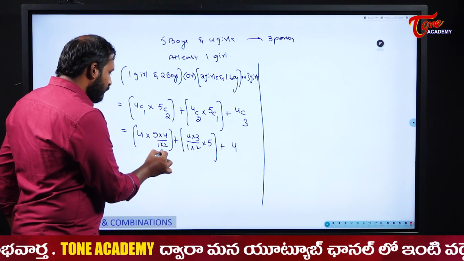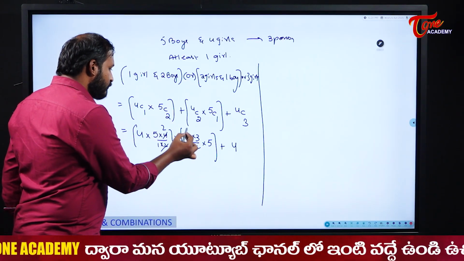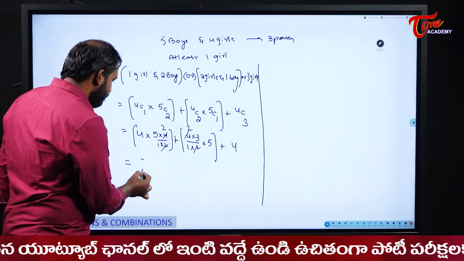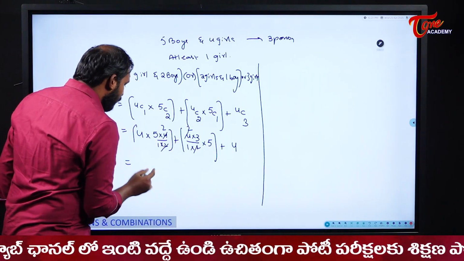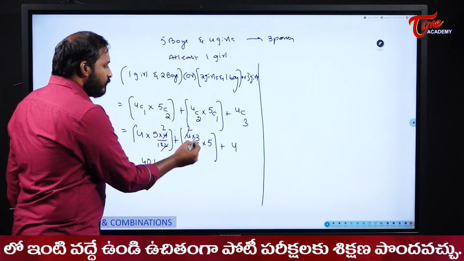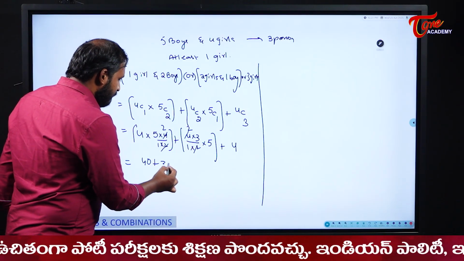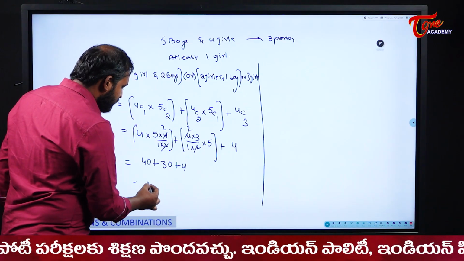Okay, so now 2 1s are 2, 2 2s are 4, 4 5s are 20, 2 2s are 4, 4 5s are 20, 22s are 40 plus 2 3s are 6, 6 5s are 30, plus 4. What you got? 74.